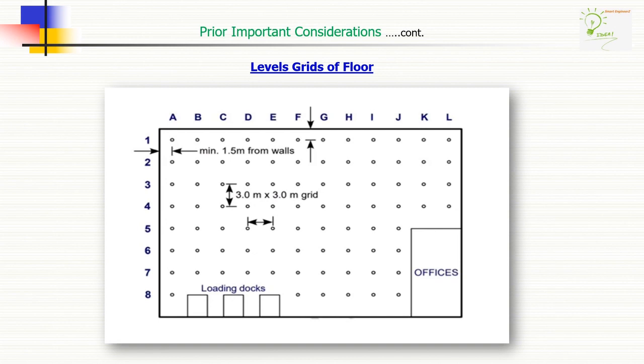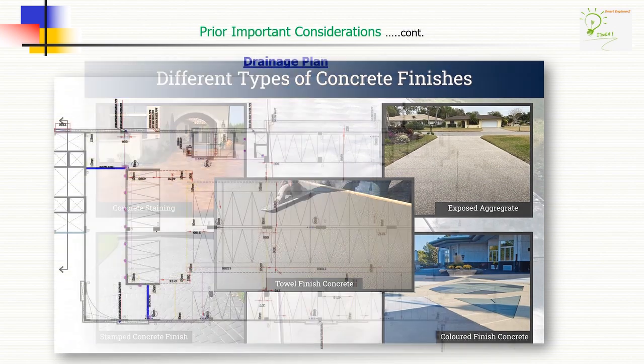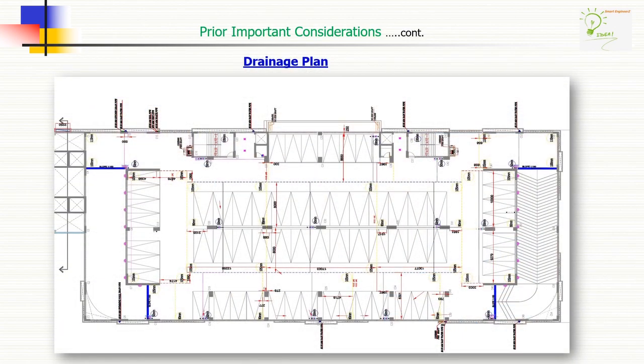Levels, grids of floor. This shall be done prior to proceeding with execution on a particular floor. Different types of concrete finishes. Now, for each floor, just plan the drainage plan along with the number of panels and slopes required for appropriate drainage prior to proceeding with the execution works.